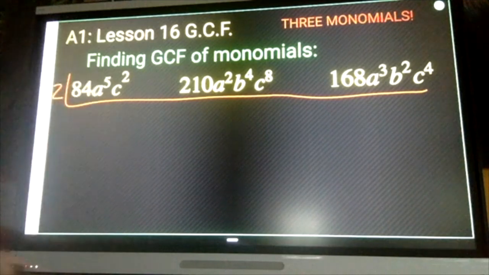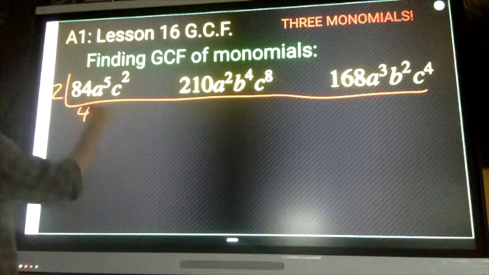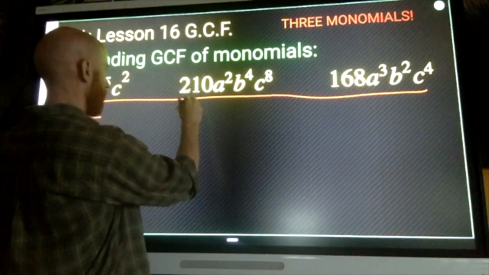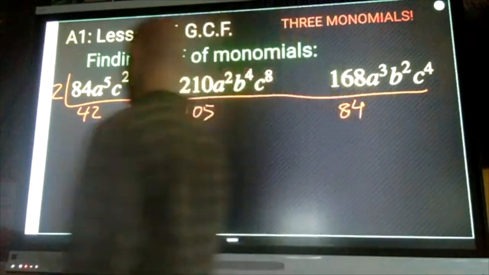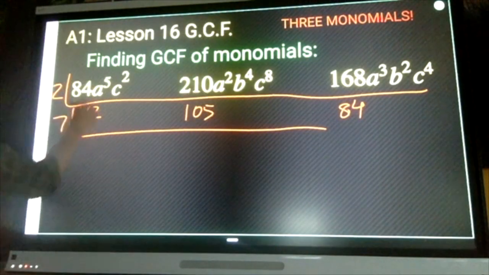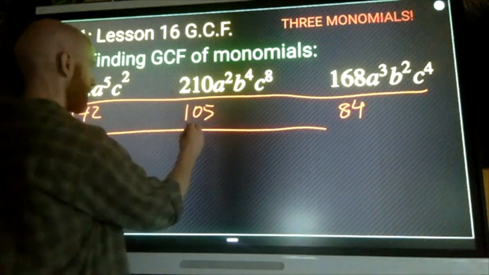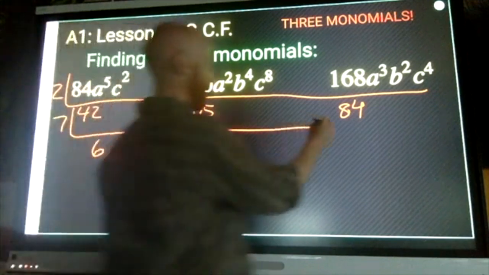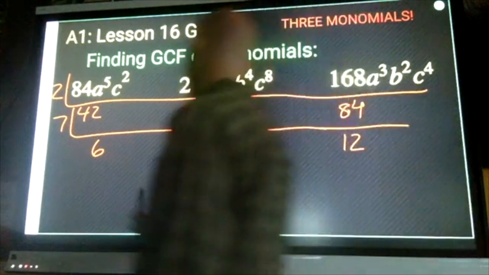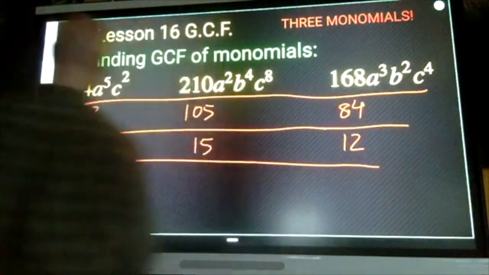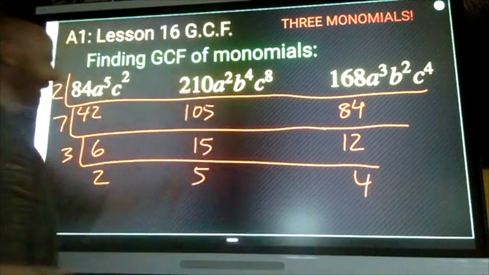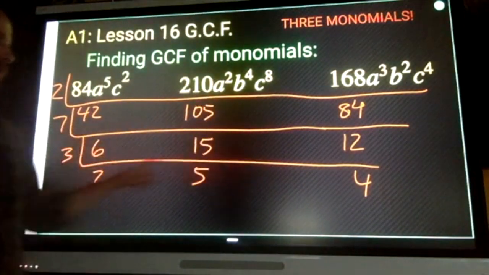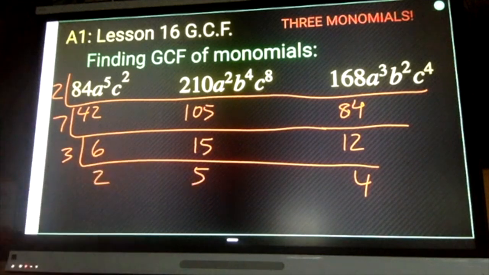All right, so 2 divides all 3 of these. 42 times. 105 times, 84 times, it looks like 7 is going to go into all of these, 6 times, 15 times, 12 times, looks like 3 goes into all of these, 2 times, 5 times, 4 times. Okay, and here you see 2 divides both 2 and 4, but it's not going to divide 5, so I'm going to stop there. All right, no number will divide all 3 of the numbers along the bottom.